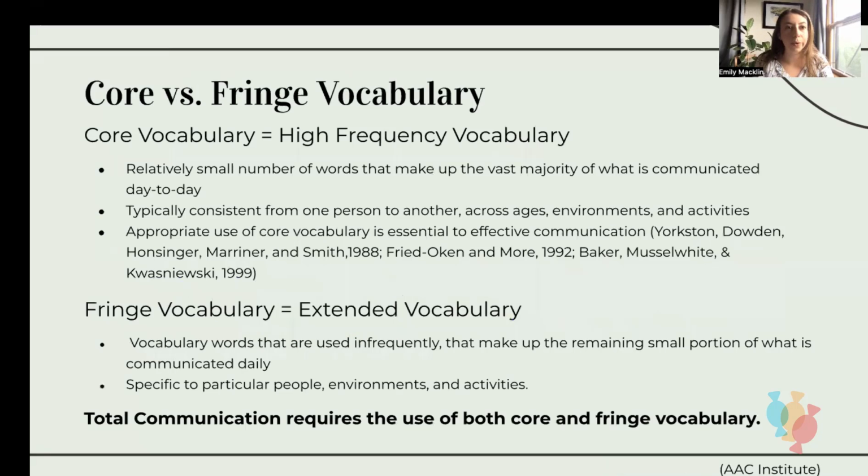Okay, one more vocabulary terminology housekeeping item before we get started: core vocabulary and fringe vocabulary. Core vocabulary is those high frequency vocabulary words. They're a relatively small number of words that make up the vast majority of what's communicated day to day. They're usually consistent from one person to another across ages, environments, and activities. An appropriate use of core vocabulary is essential to effective communication, which many researchers have found. I did link a few there.